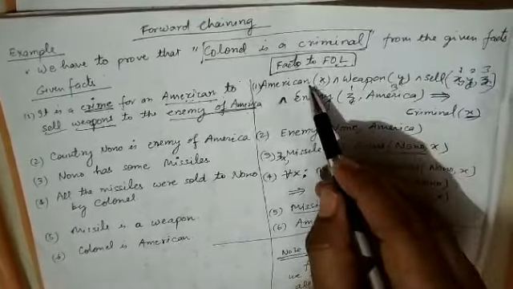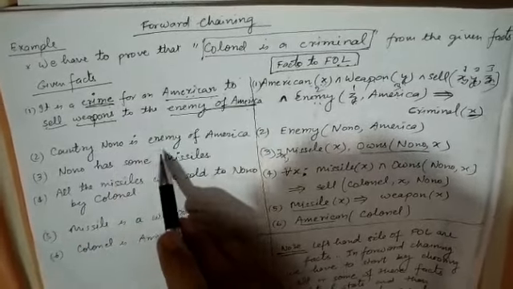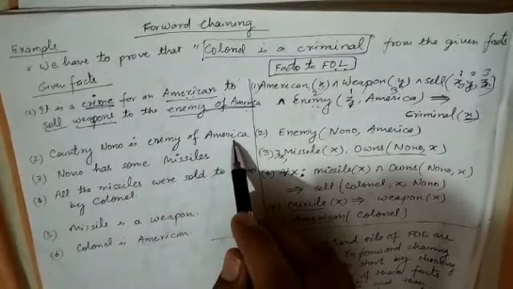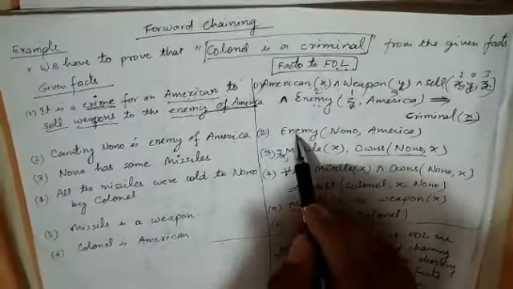Now the second sentence: the country Nono is an enemy of America. So simply, there will be a function Enemy. Nono is who? Nono is the enemy of America, with first, second and third parameters. So this is how we can represent it.